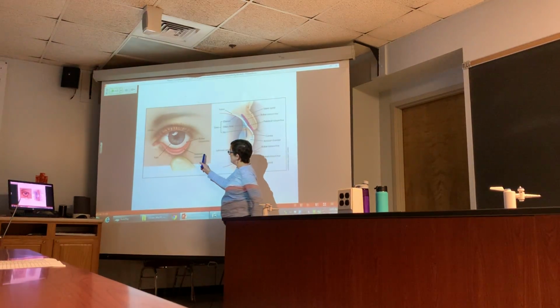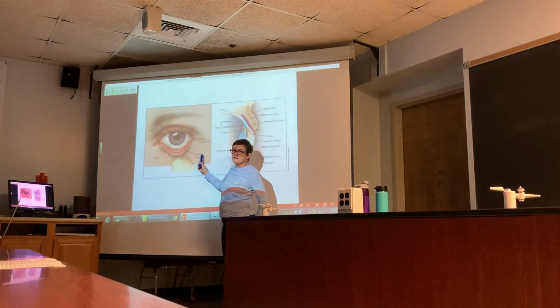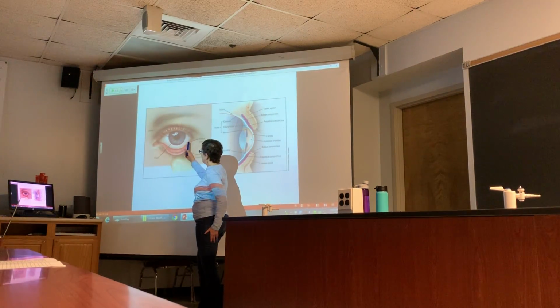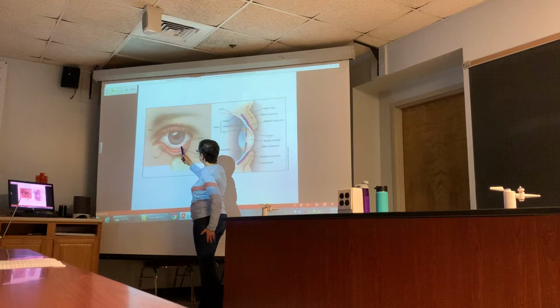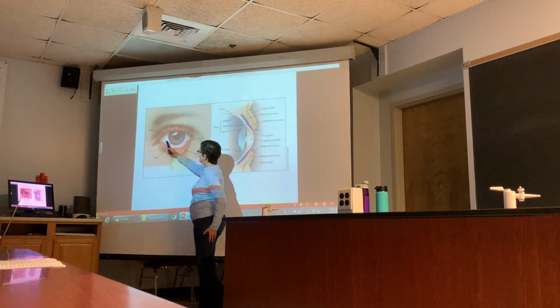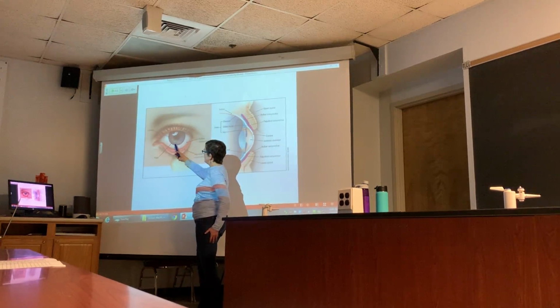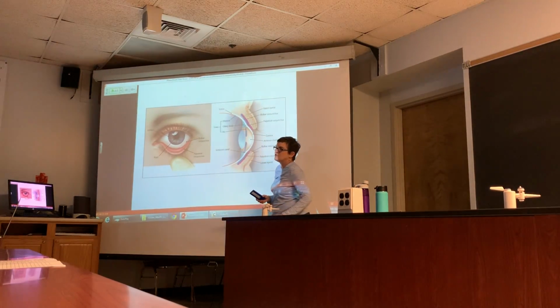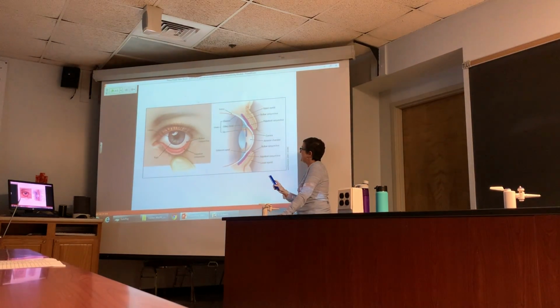So here's a picture pulling the eye back. The palpebral conjunctiva. The palpebra is the eyelid. The palpebral conjunctiva is what looks like pink tissue under the eyelid, and also if you pull that eyelid back, you'd see it. And the bulbar conjunctiva is transparent, and it's covering the white.